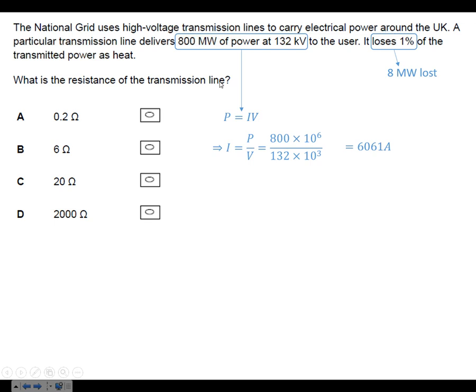So what's the resistance of the transmission line? Well, we know that we've got 6,061 amps going down that transmission line, and we're losing 8 megawatts on the transmission line. So we need a formula that links resistance, power and current, which is this one. We can then rearrange this to get it in terms of R. So we've got R equals P over I squared, substitute in the numbers, and the answer we get is 0.22 ohms. So there you go, answer A.